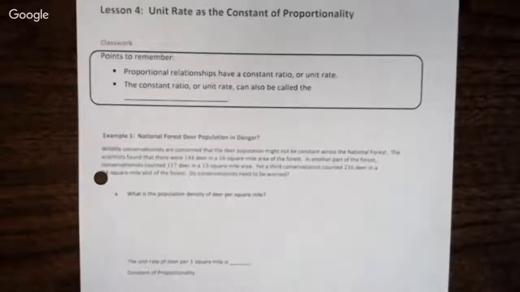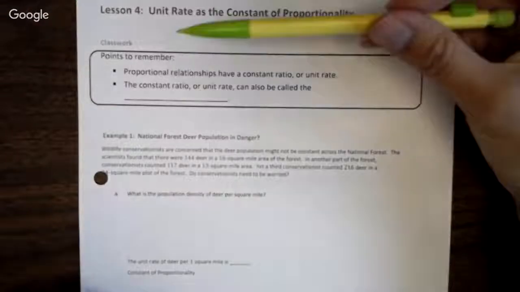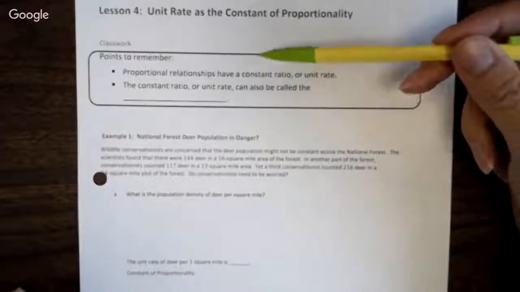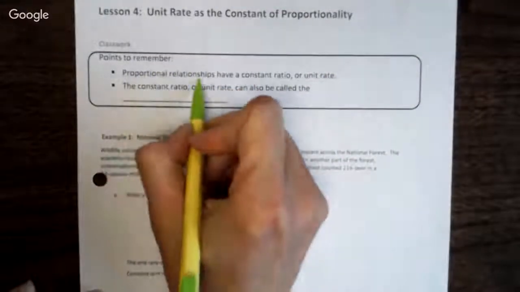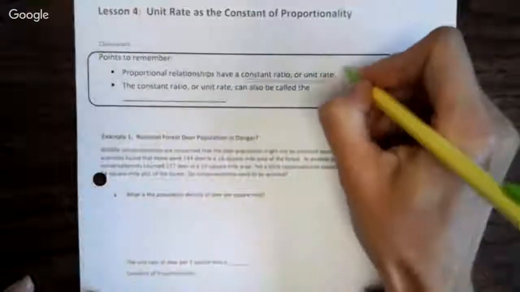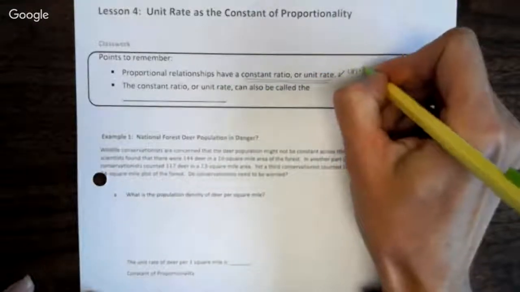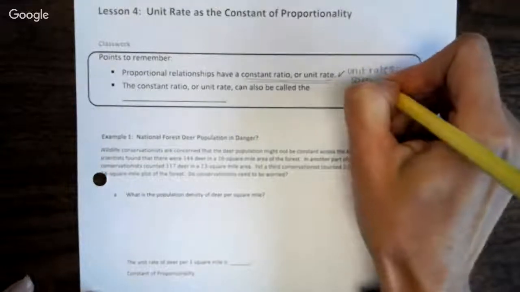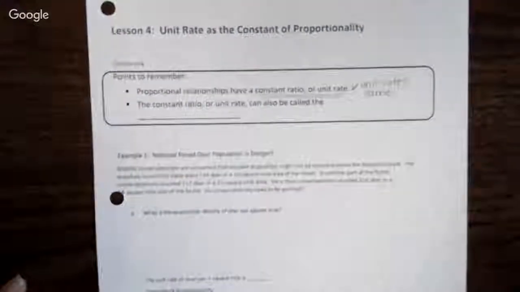All right, this is lesson 4 from module 1. We're going to talk about unit rates and constant of proportionality. So, a couple points to remember. A proportional relationship is one that has a constant ratio or unit rate. So that means the unit rates are the same. That's a proportional relationship.